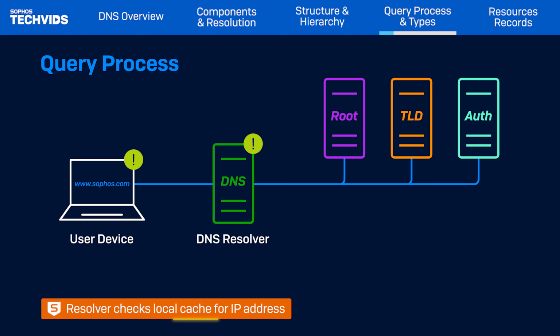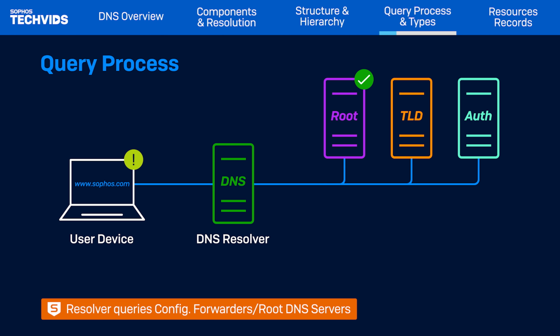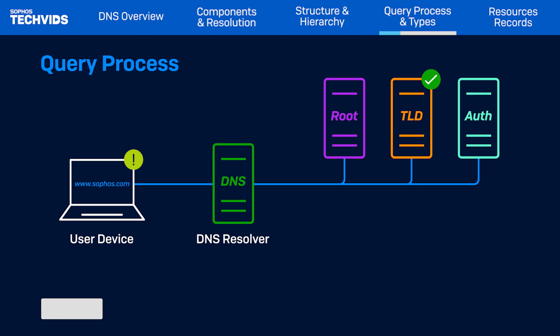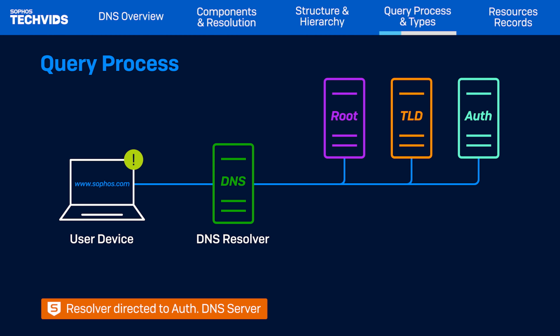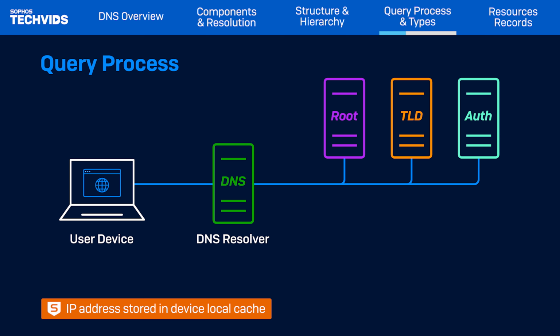The resolver follows the same process, checking its own cache and internal DNS records. If nothing is found, it contacts the configured forwarders or root DNS servers. The root DNS servers direct the resolver to the corresponding top-level domain server. The TLD server then redirects the resolver to the authoritative DNS server for the specific domain. Then, the authoritative server provides the IP address, which is passed down to the user device. The information is stored in the local cache for future use, and by now, the website should be loaded.